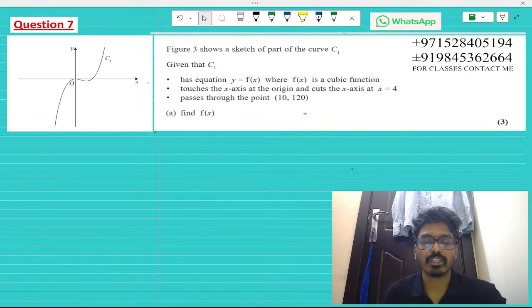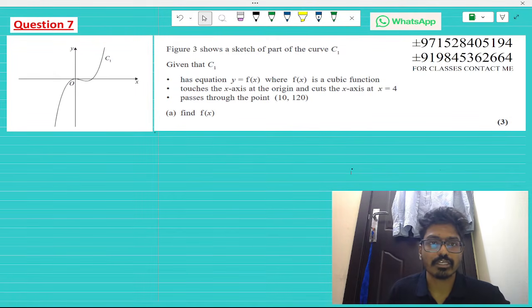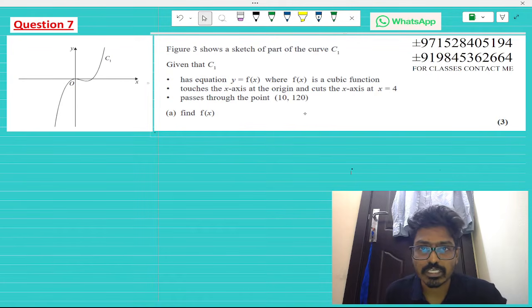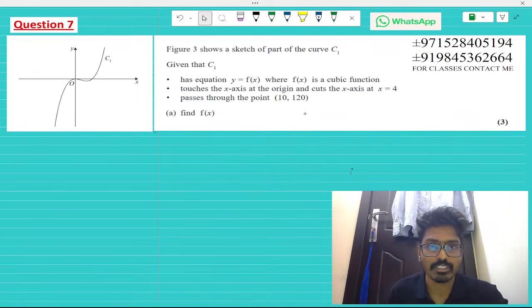We are starting with question 7. So let us first read the question. Figure 3 shows a sketch of a part of a curve C1. So here the curve C1 is given.